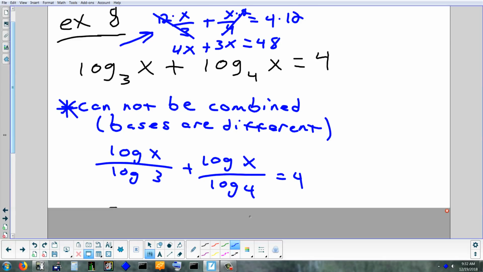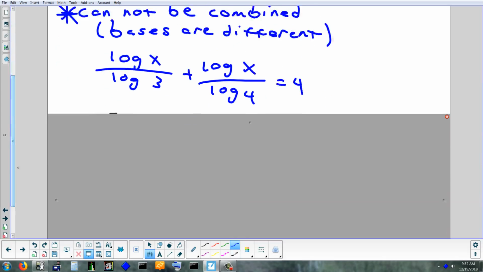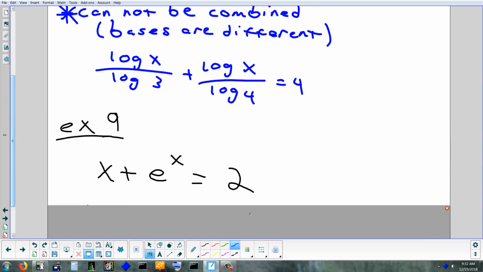So, still solvable, even though the bases are different. Let's look at this one. It doesn't look like an overly complicated equation. I mean, it's not like it's miles long. It's like 3 things: an x, an e to the x, and a 2. That's it.